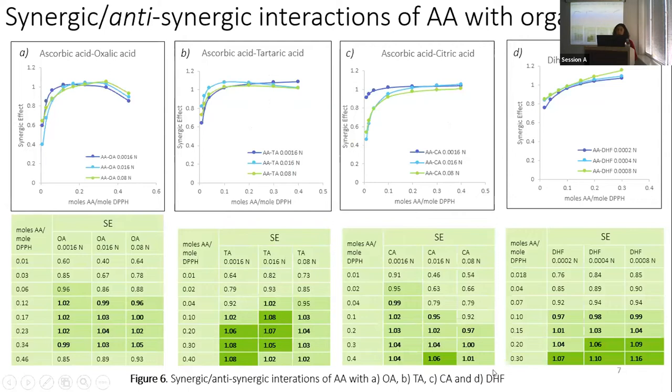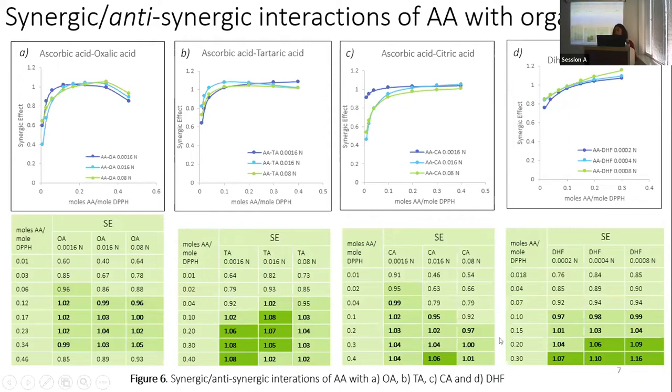Here you can see the results for the synergic and antisynergic interactions of ascorbic acid with organic acids. And just to be clear, the synergic or antisynergic effect is calculated for each sample tested. So for ascorbic acid with oxalic acid or with citric acid, there is a maximum of just an additive effect. But with tartaric acid, there is some synergic effect, as you may see that the result is higher than one. But especially with dehydroxyfumaric acid, where the maximum value is almost 1.2.